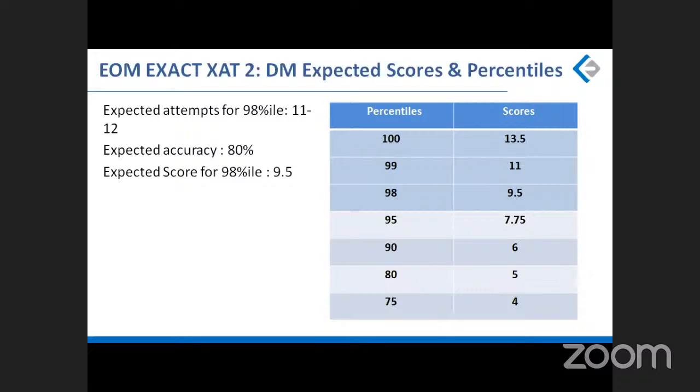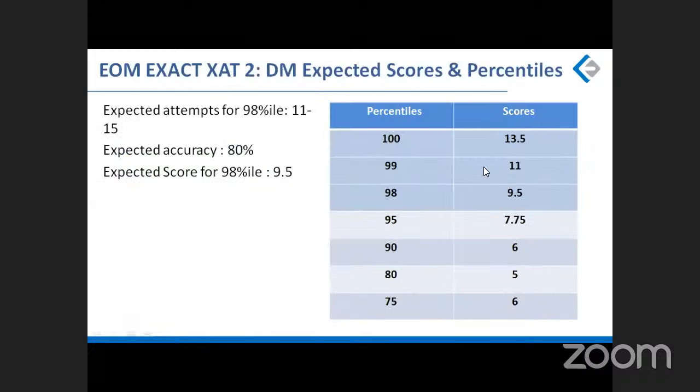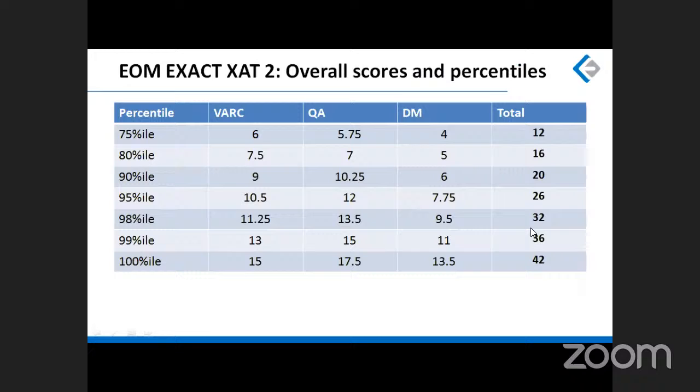Just 4. In a test section that has, if you remember, I said decision making had 5 easy questions. And in such a section, I'm giving you a target of 4. How nice, how polite, how much of a Santa Claus can XAT be?